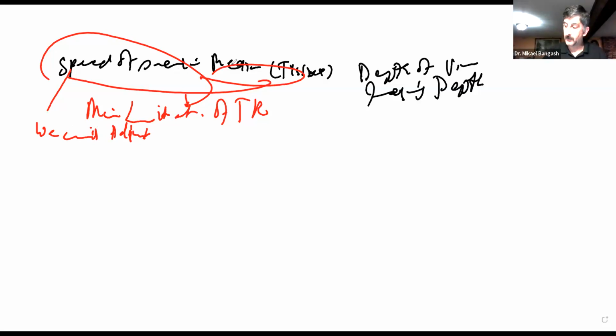Pixel size, that's something we'll talk about in chapter 14. Focal zone and sector depth. Focal zone is going to determine your lateral resolution. Sector depth is just another way of saying imaging depth. Propagation speed and frame rate.